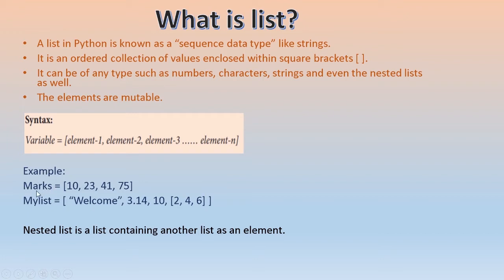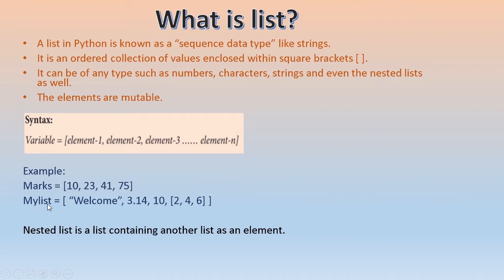See, I have initialized one list, marks is equal to 10, 23, 41, 75. The list is enclosed within square brackets. It contains 4 elements. Here all the elements are of integer data type. It is not necessary that every element belongs to the same data type.